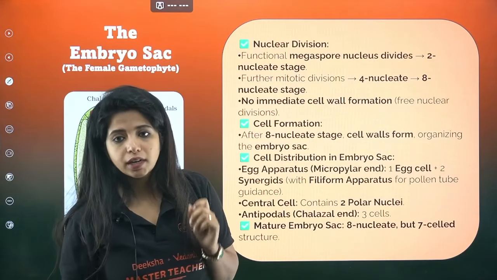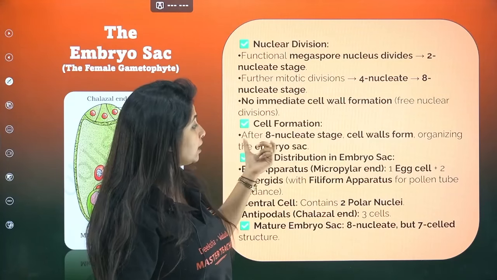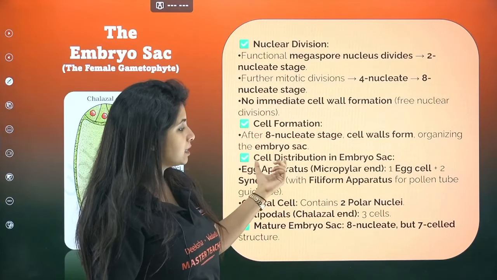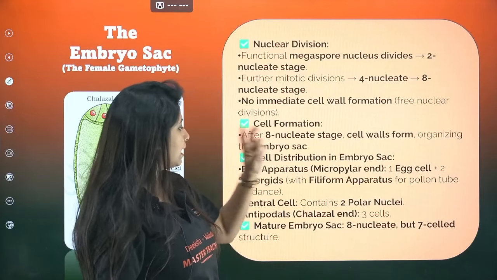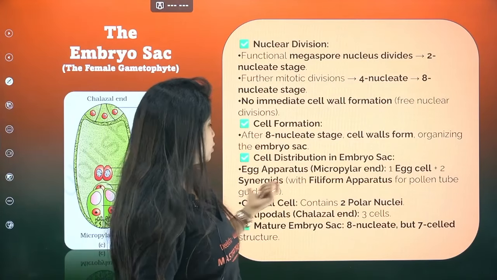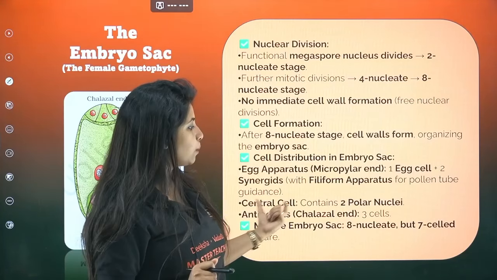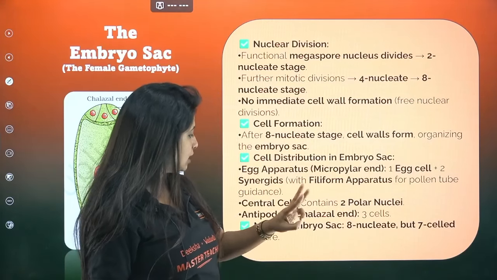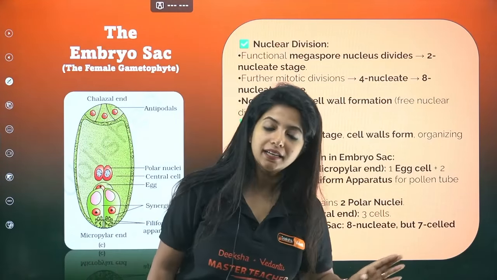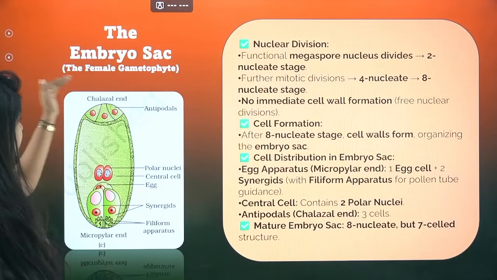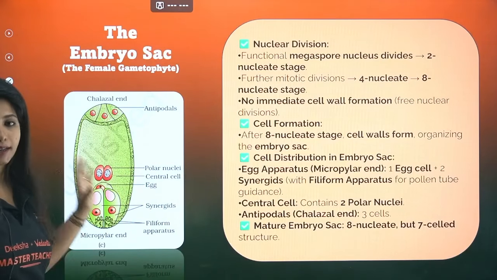This is known as free nuclear division. Cell formation: after the 8-nucleate stage, cell walls form, organizing the embryo sac. The egg apparatus is at the micropylar end, with 1 egg cell and 2 synergids with filiform apparatus for pollen tube guidance, right? The central cell contains 2 polar nuclei, and the antipodal cells at the chalazal end contain 3 cells. The mature embryo sac is 8-nucleate in nature, but 7-celled in condition. This is the picture that you have in your NCERT.